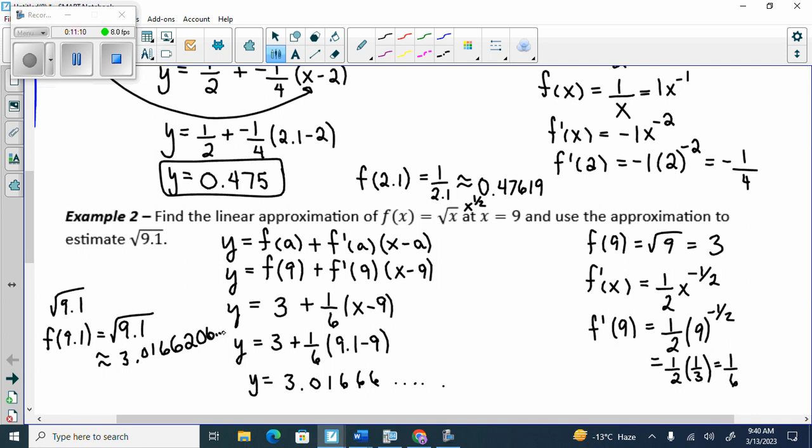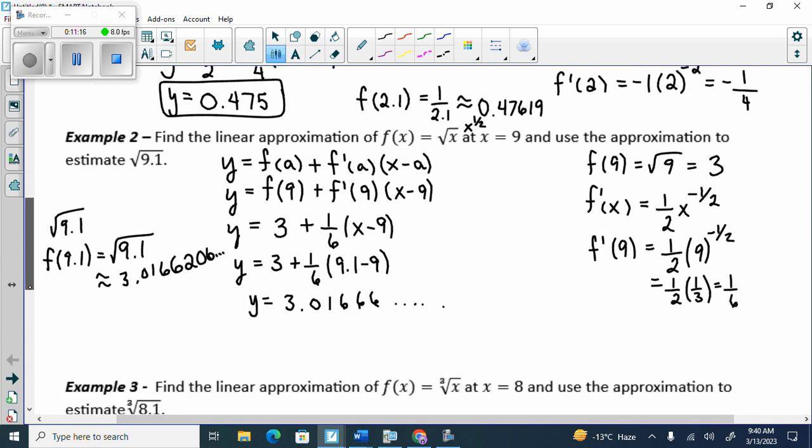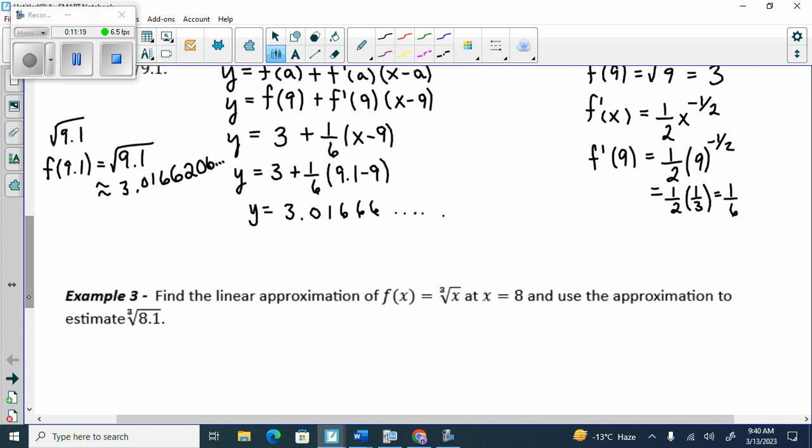All right, you guys try the next one. It's the cube root of 8.1. They could just say find the linear approximation of the cube root of 8.1, and you would need to know that f of x would have to be what? The cube root of x. And what could we pick that's close to 8.1? So they could just give this linear approximation without the equations. You need to know to do that, right?